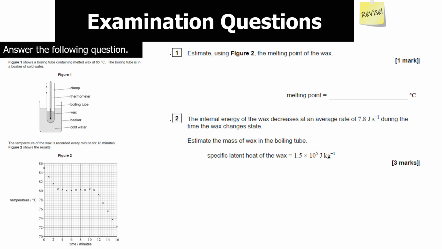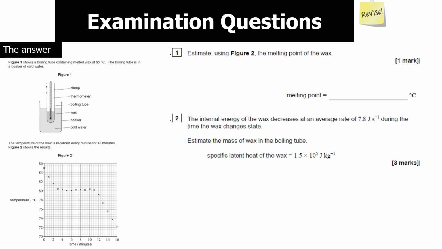Then the internal energy of the wax decreases at an average rate of 7.8 joules per second during the time the wax changes state. Estimate the mass of the wax in the boiling tube. So pause the video now, then unpause the video when you want to go through your answer. Right, so how do you answer this first question?